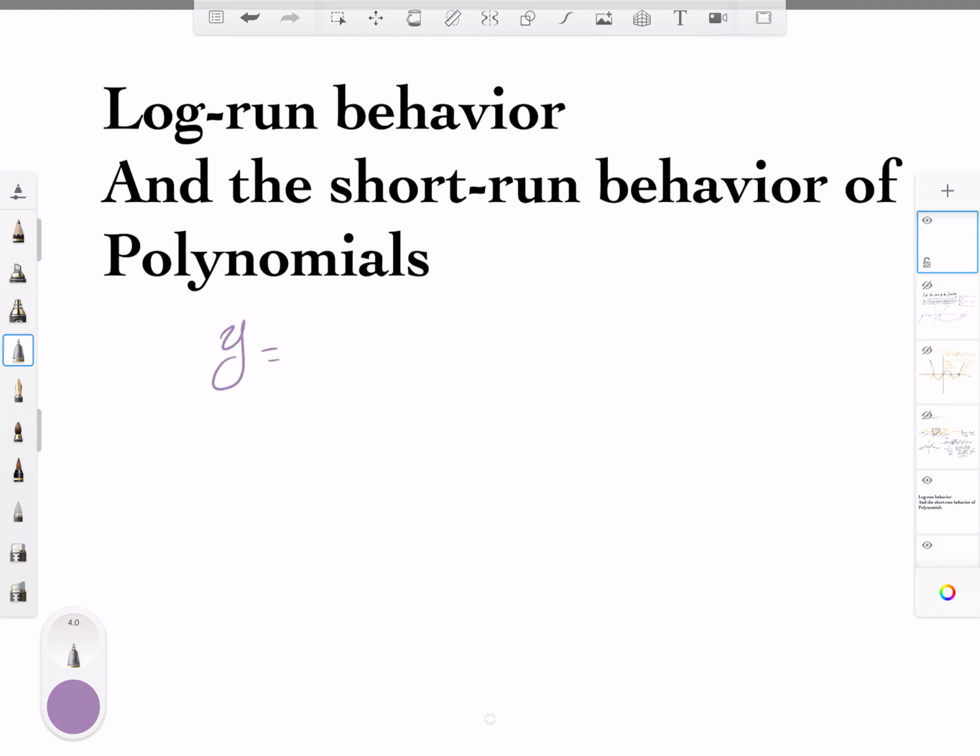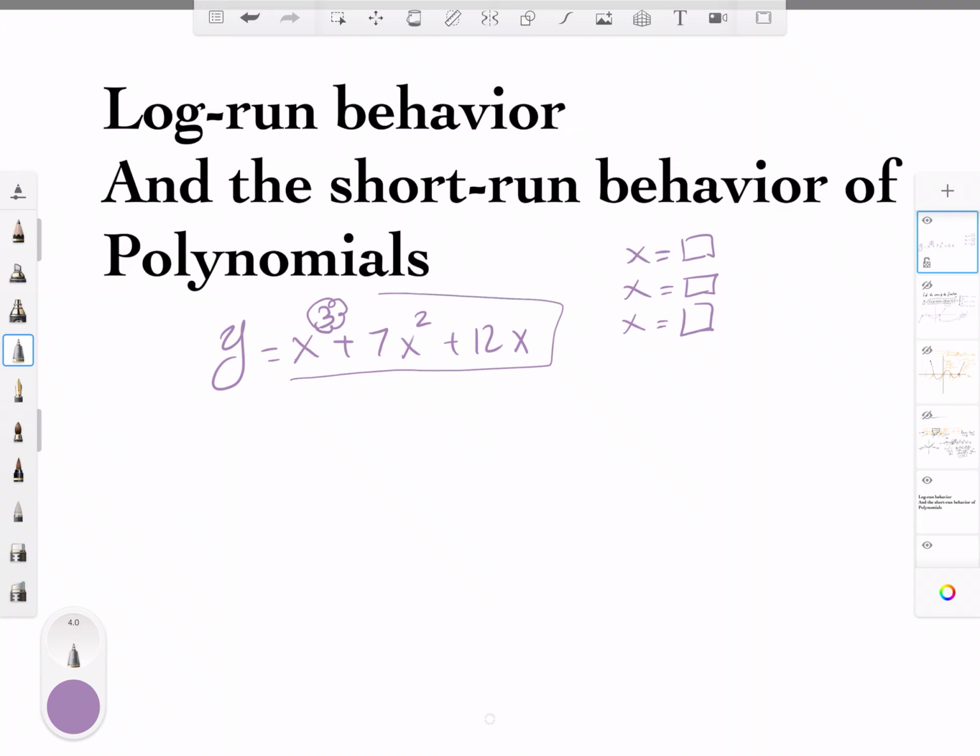Y equal to x cubed plus 7x squared plus 12x. So we have degree 3. That means we might have at most 3 solutions. At most. For sure we're not going to have 4, but we might have 1, 2, or 3. So in order to solve this, we need to factor it.